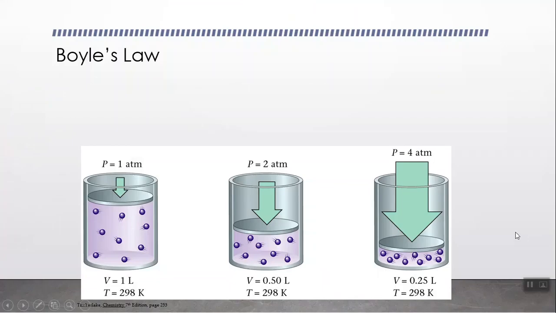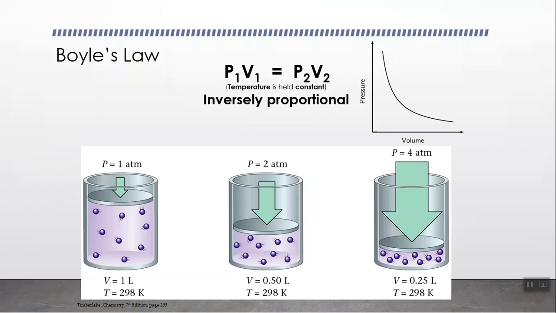This is called Boyle's Law. Boyle's Law looks at pressure and volume, so we're keeping temperature constant. Boyle's Law shows P and V, pressure and volume, as an inversely proportional relationship. If one goes up, the other goes down. It's an opposite relationship, right? So Boyle's Law is P1, the initial pressure, times V1, the initial volume, equals P2, the final pressure, times V2, the final volume.